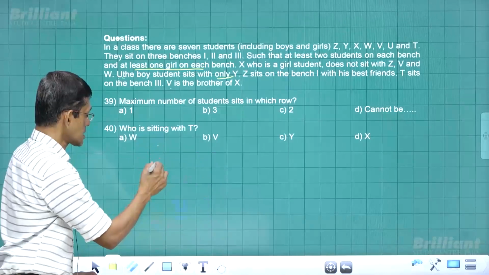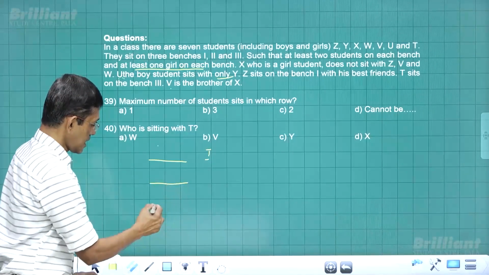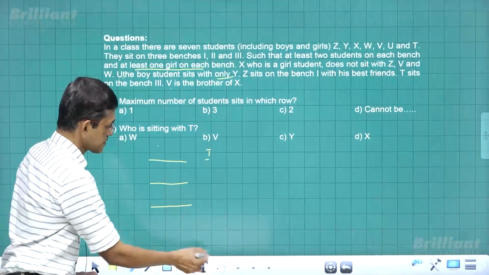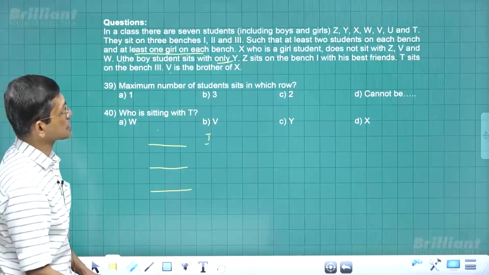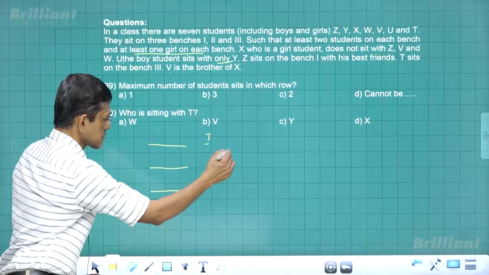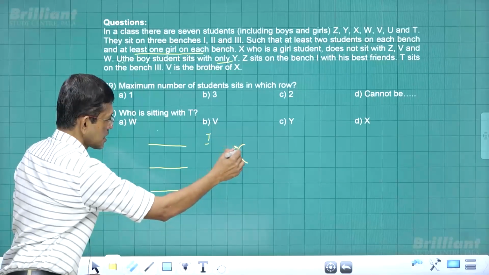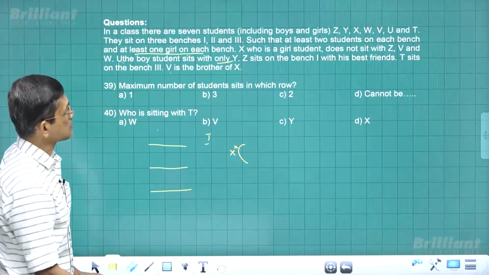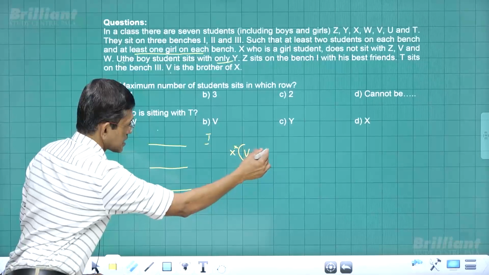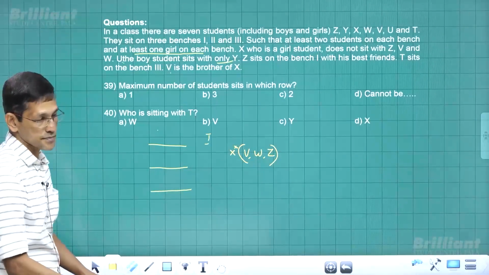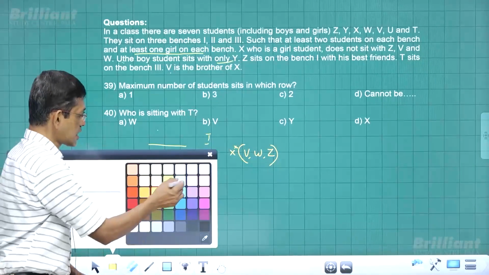So let's mark this as bench number 1, bench number 2, and bench number 3. So these 3 benches. And who are the students? X, who is a girl student, does not sit with... So X doesn't sit with whom? This is X, she doesn't sit with V, W, and Z. She doesn't sit with these three students. And this is bench number one, this is bench number two, and the third is bench number three.